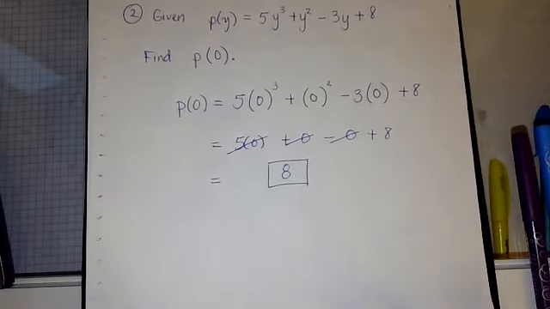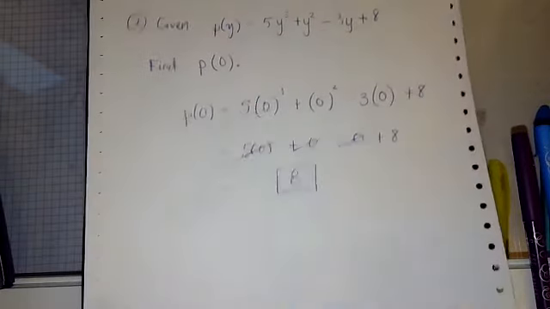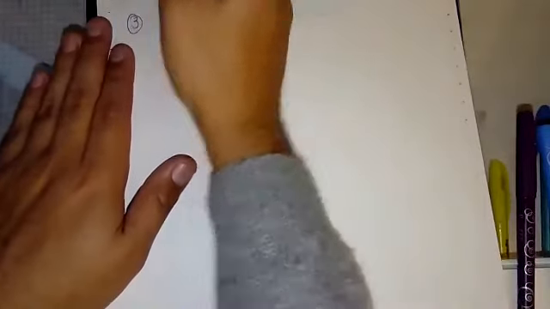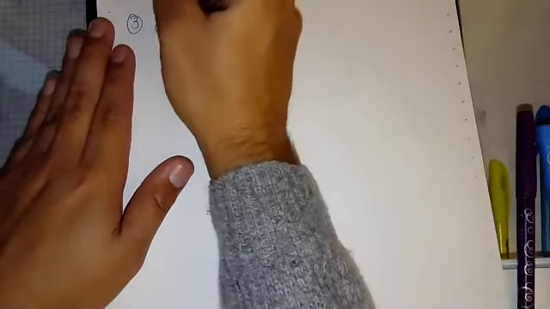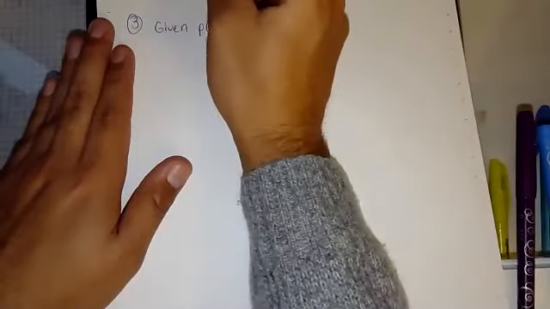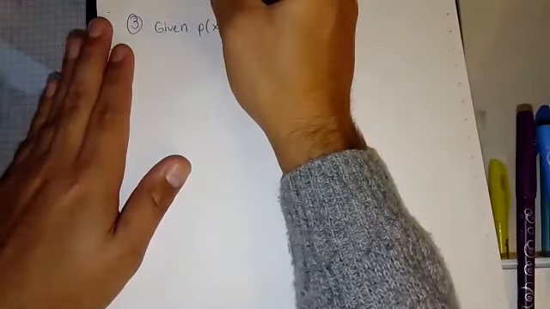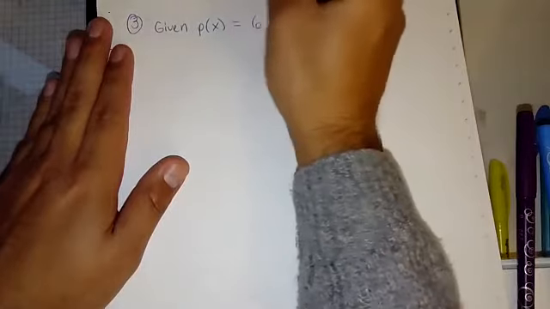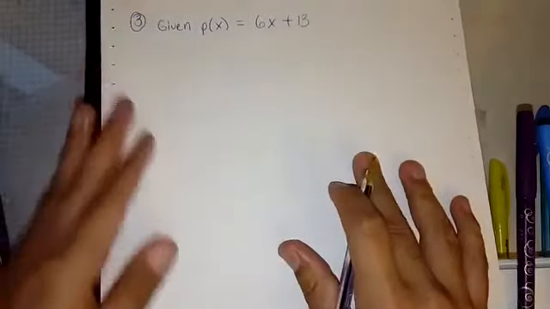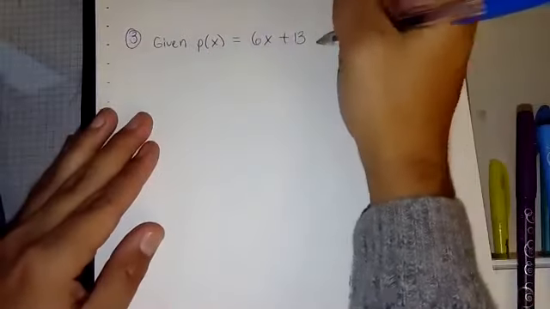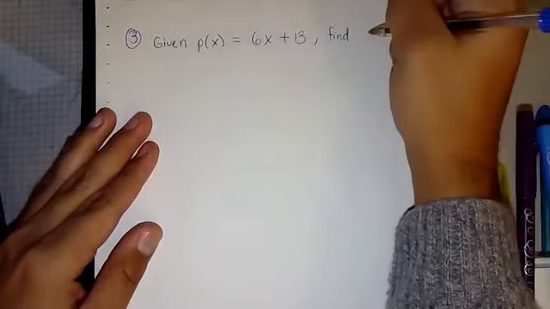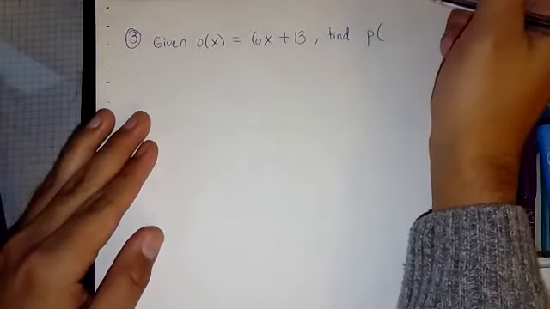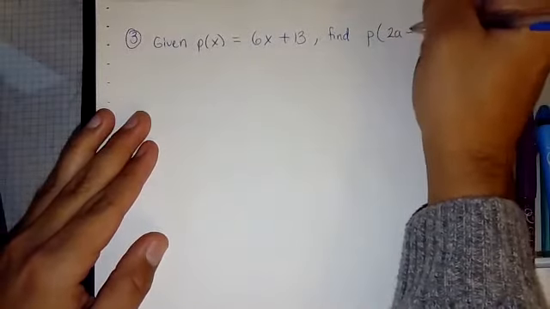Okay, but there's one more complicated version of this problem that you will see in Hawks, but it's not that complicated. I'm just being a little bit dramatic. So let's look at that example. Let's say that they give you, so given the polynomial function 6x plus 13. They'll say find p of 2a plus 1.